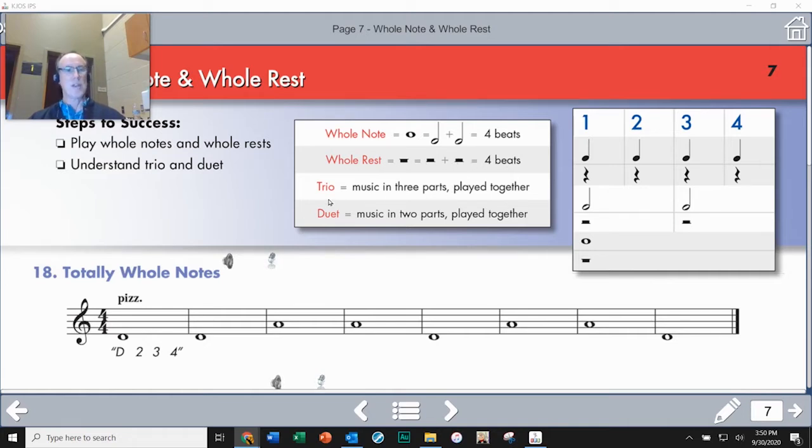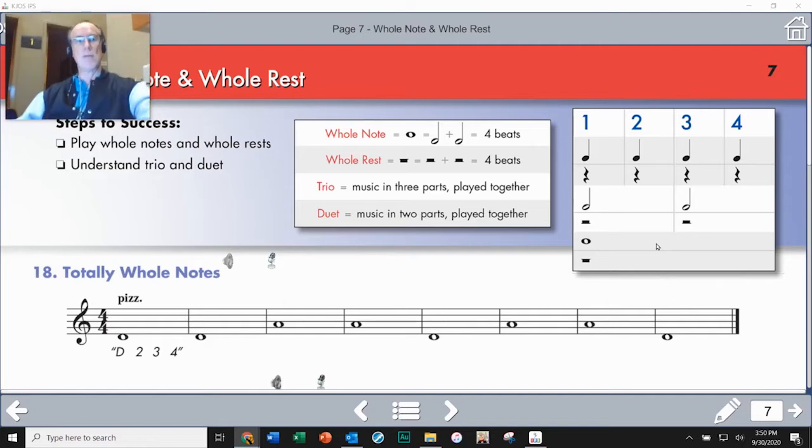There's also something on the page that we're going to play called the trio, where 3 parts or 3 groups play together, and a duet where there's 2 groups of players playing at the same time. All right, so here's a chart that explains what a whole note is compared to the other kinds of notes that we've learned so far.